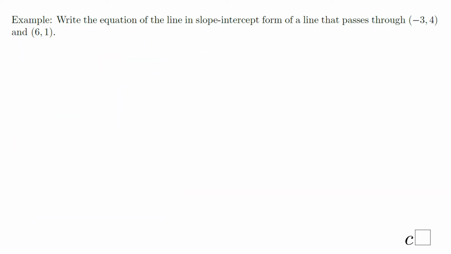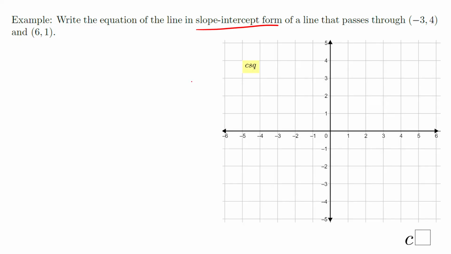On my next example, I'm going to look to get the slope-intercept form of the line that goes through these 2 points, negative 3 and 4, 6 and 1. And similar, I want to see what that is, negative 3 and 4, 6 and 1, right here. This is the line.